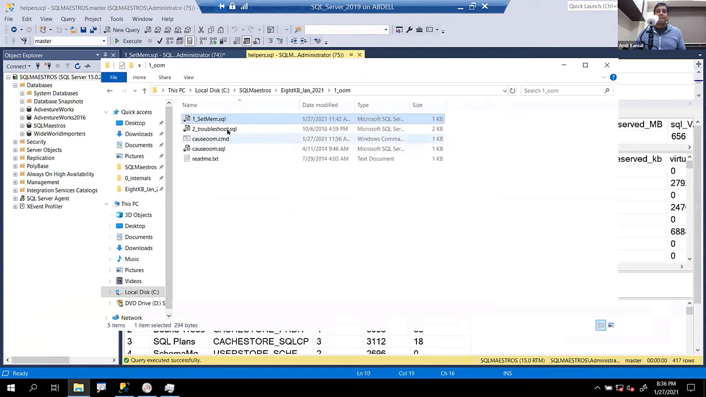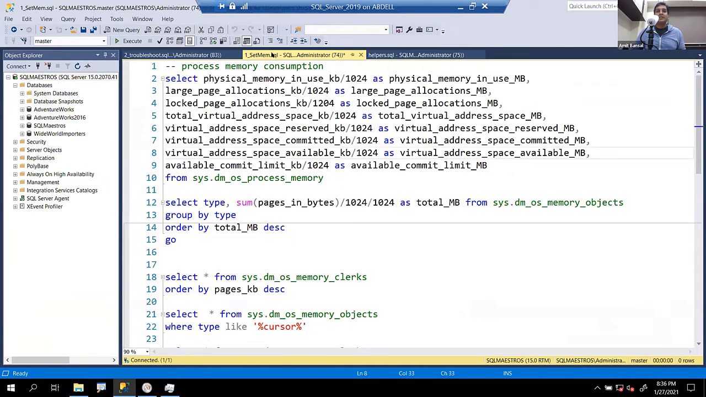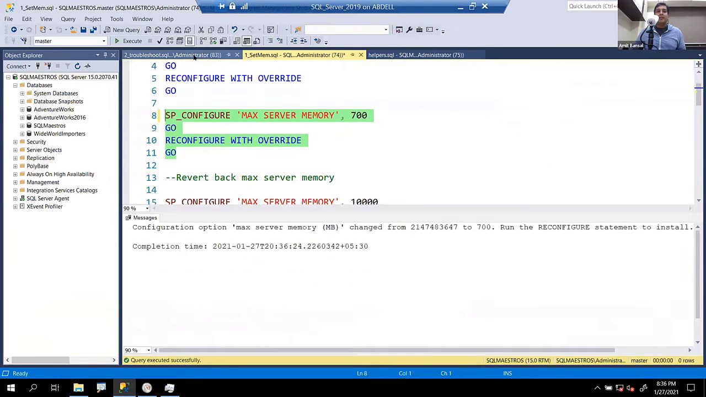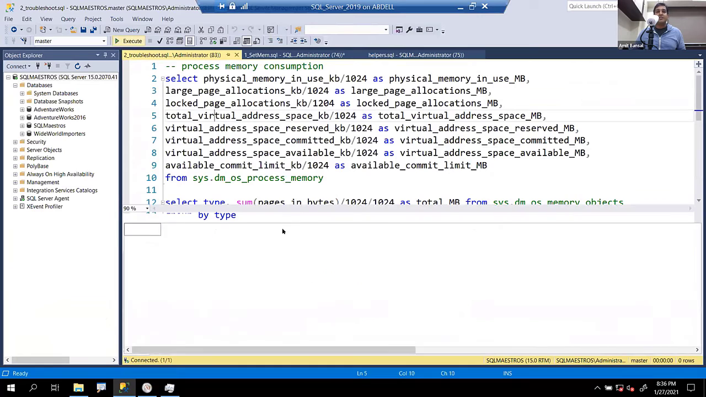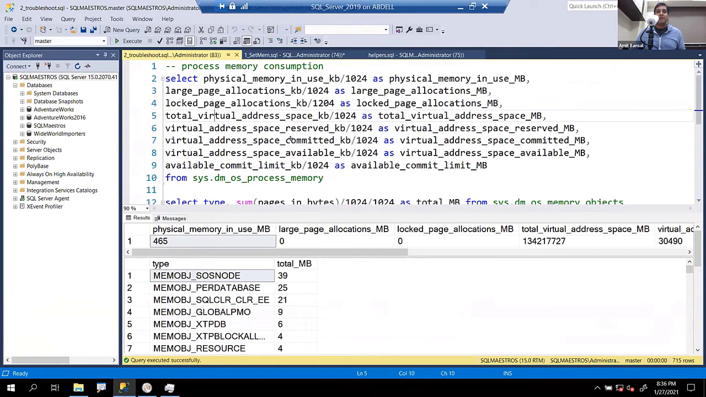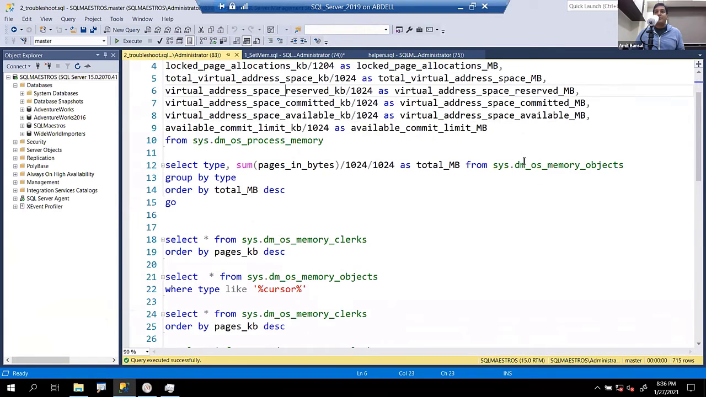Let's open the second file, troubleshoot SQL. And what we are going to do here is, right now, if we run this, I'm just showing you physical memory is about 465. I'm looking at all the memory objects now, DemOS memory objects, and an order by total MB descending.